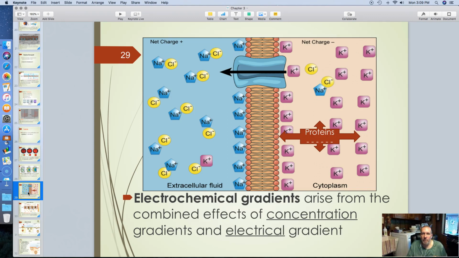All right, so the last concept, the last type of transport that we need to talk about, deals with electrochemical gradients. So again, we have a cell wall here. The inside of the cell is on the right. The outside of the cell is on the left. And you should be able to identify that, because we know that cells have cytoplasm inside of them, and this is labeled extracellular, outside of the cell.